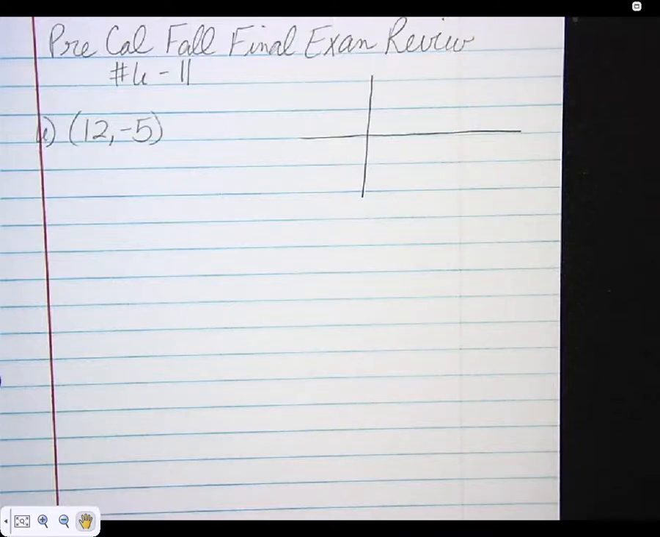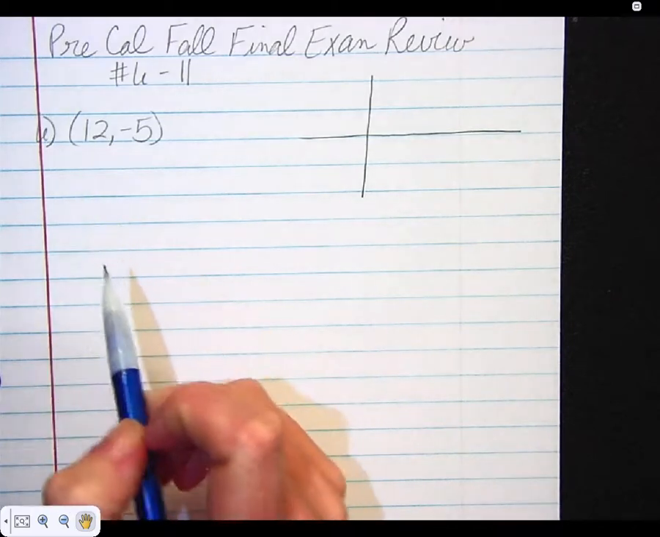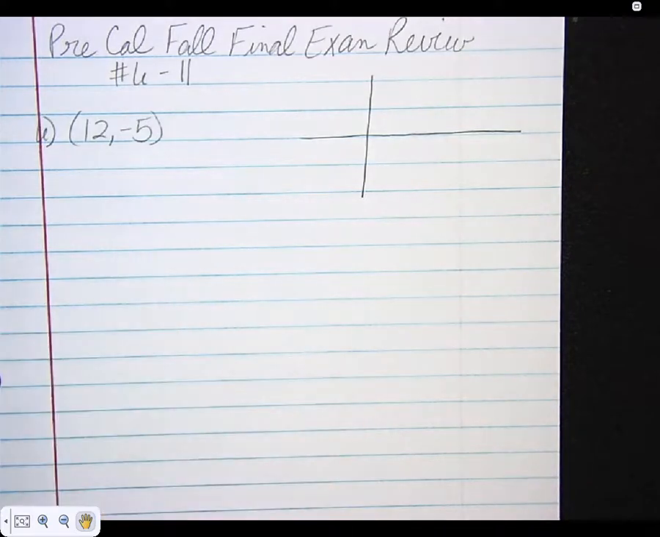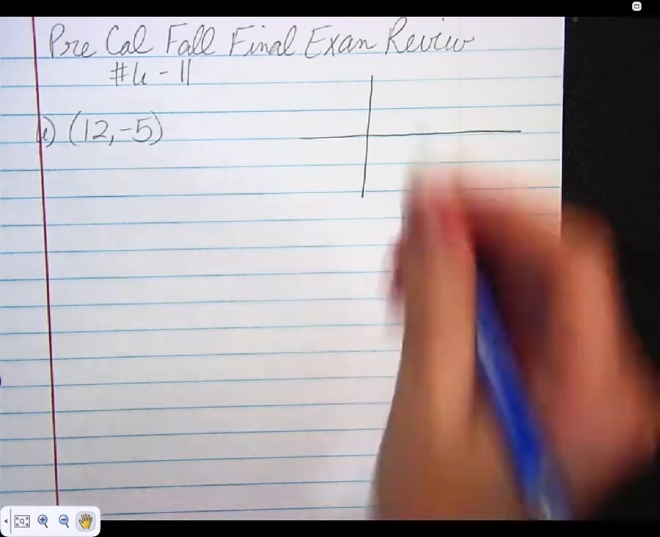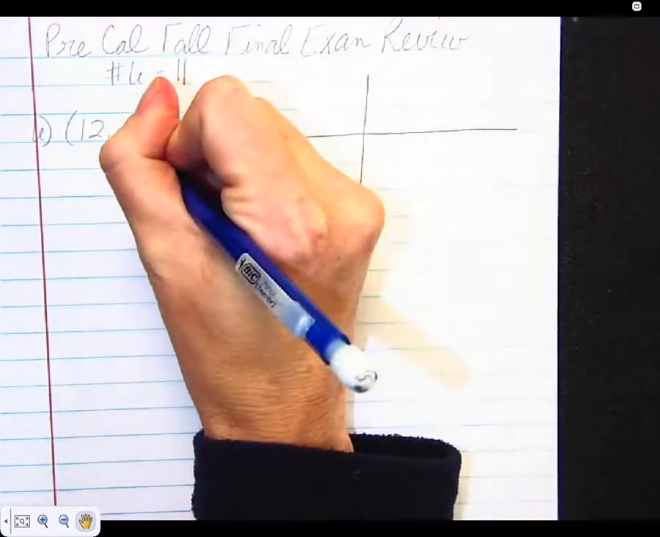Okay, on this video, we're going to take a look at numbers 6 through 11 on the final exam review worksheet. So on number 6, I'm starting with a terminal ray that passes through the point (12, -5), and I want to find all 6 of our trig functions using that. All right, so to draw a triangle, I want to go through this point right here.